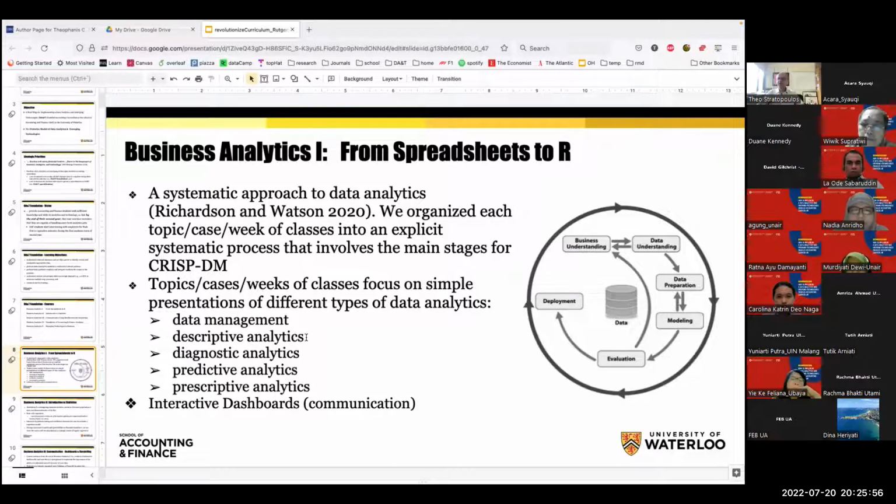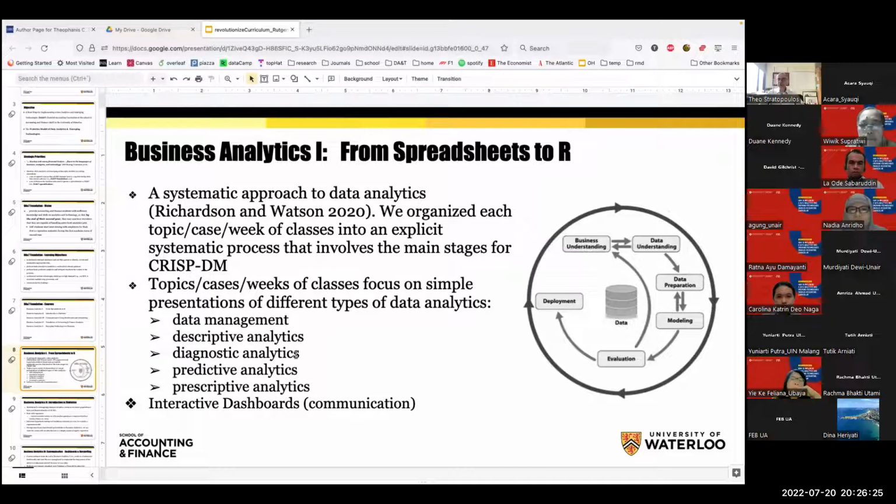Then we have a simple case on descriptive analytics. Just show them how you can generate descriptive statistics, and based on the descriptive statistics, understand how a company is doing. Okay? Then we have a case on diagnostic analytics. And we present diagnostic analytics through pivot tables.